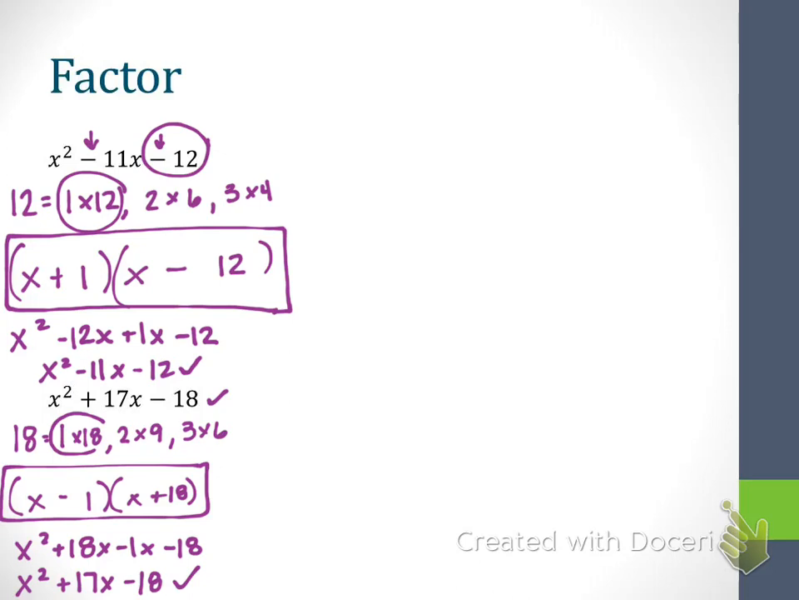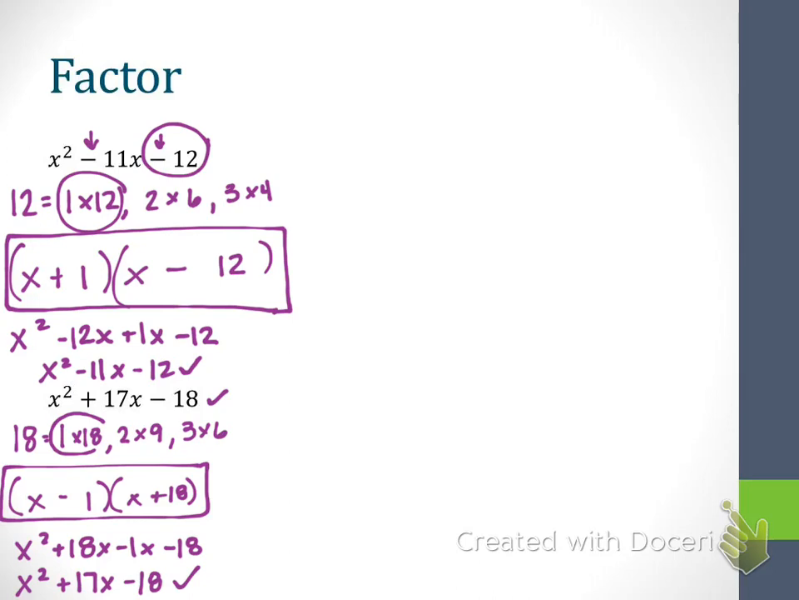Now, if you FOIL here and you realize I have the right terms, but I have a negative 17 as my answer, all that means is I just put the wrong sign with the wrong number. So just flip your signs. You might have accidentally made 1 the positive and 18 the negative. If you FOIL it out and see, oh, I have wrong signs, just flip the signs and your answer will be correct, okay?